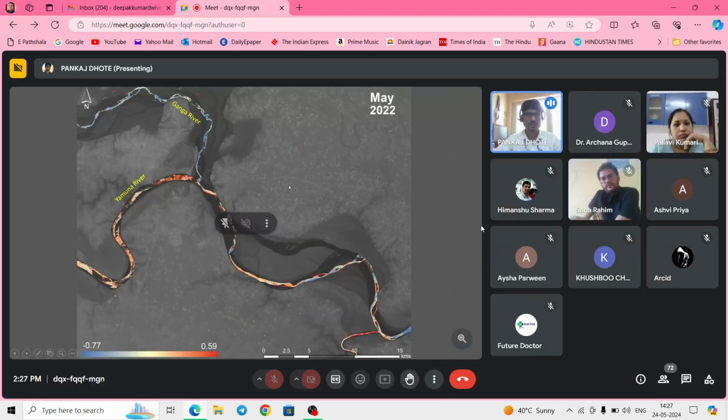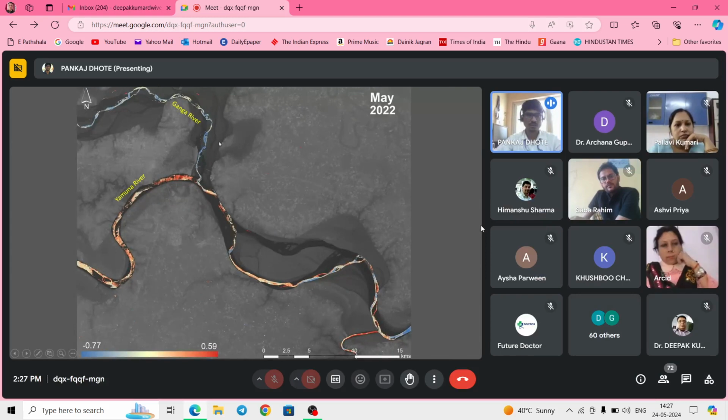Are you able to see this slide where Yamuna River and Ganga River is written? Yes, sir. Okay, thank you.